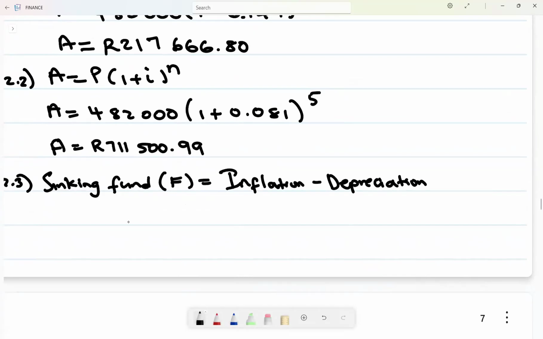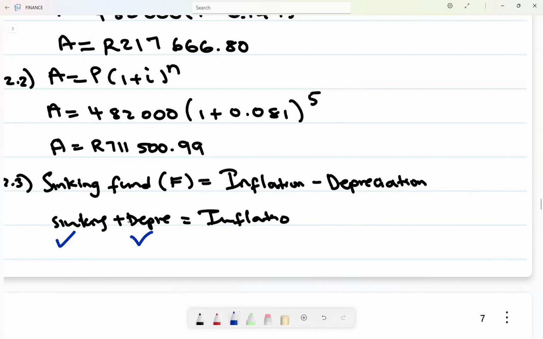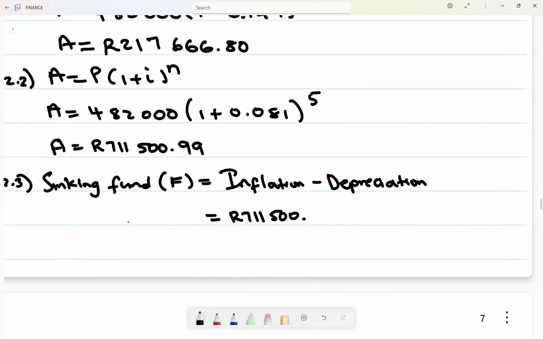Why? Because the sinking fund plus the depreciation value, or the value that I sold my car with, is going to give me the amount that I need for the new car. The one that I saved plus the one that I sold my old car with is going to be equal to the cost of the car that I need. So when I want to know the sinking fund, I need to subtract the depreciation. So my inflated value, I know that it is 71150.98 minus 217,666.80. And then let's see how much it gives us.